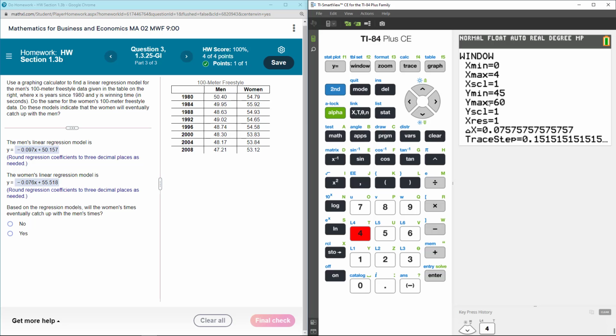I may want the Y min to be a little smaller since I have down to 47, at least at 28. Well, we can keep Y min at 45 just for now, and Y max is 60, and now we can go ahead and hit graph.